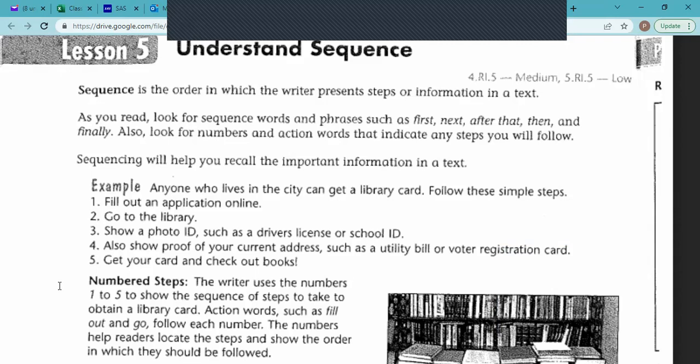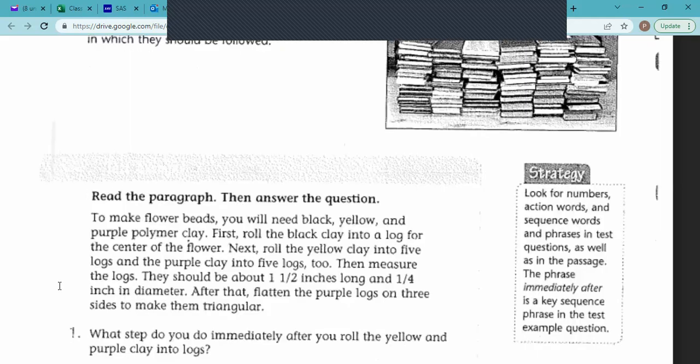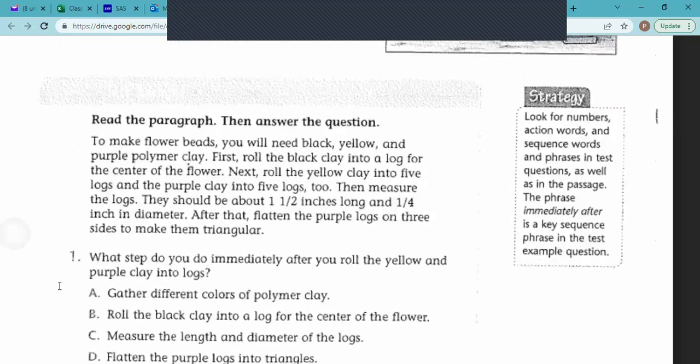All right, so here it says your numbered steps. The writer uses numbers 1 to 5 to show the sequence of steps to take to obtain a library card. Action words such as fill out and go follow each number. So the numbers help readers locate the steps and show the order in which they should be followed. All right, so let's go on down below and read this paragraph.